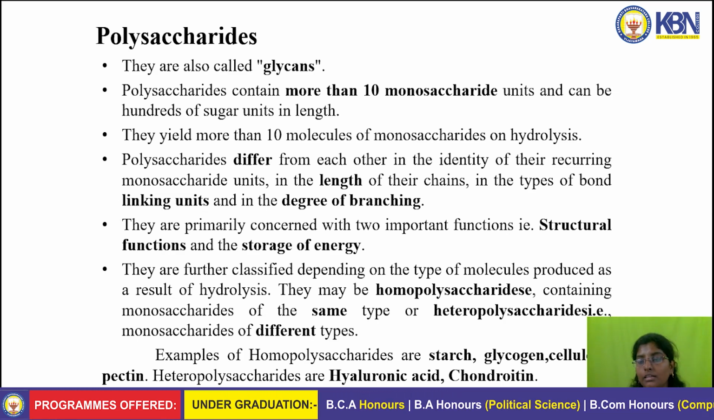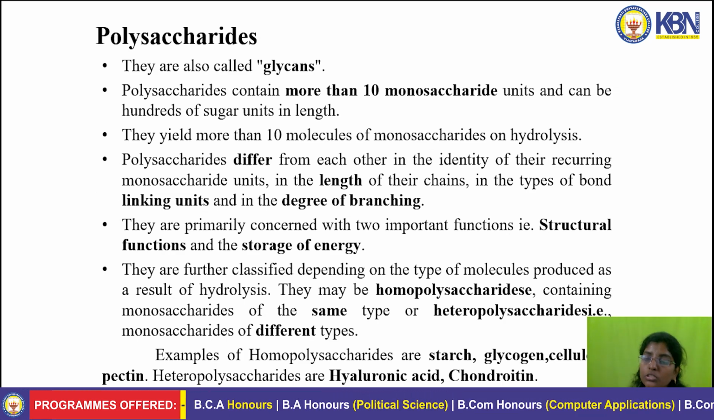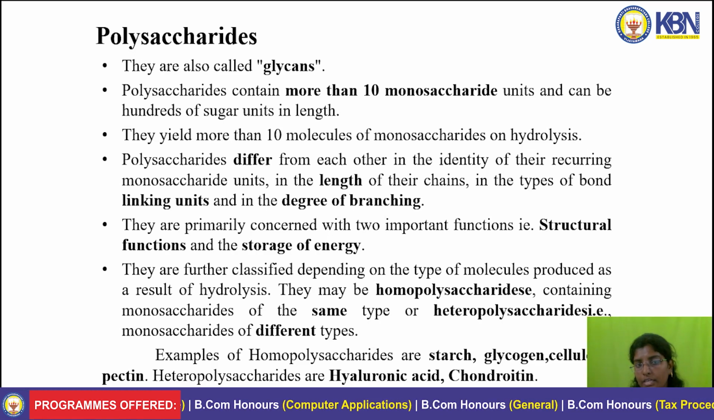These are polysaccharides, also called glycans. They contain more than 10 monosaccharide units. They yield more than 10 molecules of monosaccharides on hydrolysis. Each polysaccharide differs from the others based on the identity of their recurring monosaccharide units, the length of their chain, the type of bonding they have, like the linking units, and the degree of their branching. They are primarily concerned with two important functions, that is structural functions and the storage of energy.